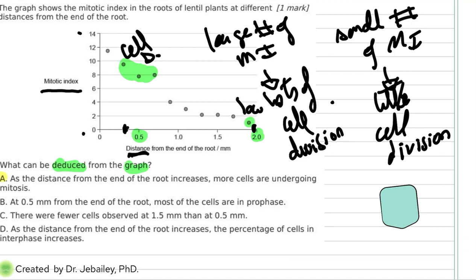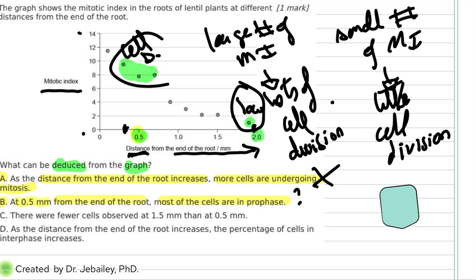A says, as the distance from the end of the roots increases, more cells are undergoing mitosis. We already just did this, right? As the distance increases, we said that there is less. So A is not it. Next, it says, at 0.5 from the end of the root, which is right here, most of the cells are in prophase. Is that possible? Yes, it is possible because prophase is part of the cell division, but don't answer quickly. You still have to look at the other two.